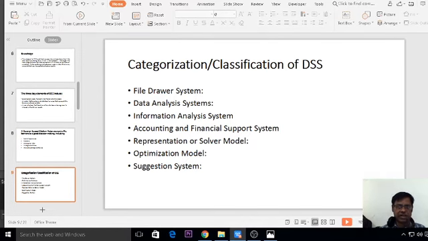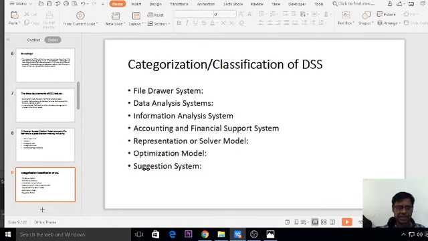Okay, and categorization, that is classification of DSS. Classification of DSS is nothing but the file driver system, data analysis system, information analysis system, accounting and financial support system, representation of solver model, optimizational model, suggestional model. The file driver system is where we are going to take a model. That model is nothing but a file, a particular application, particular software we are going to select, and that file we are going to use. That is the file driver system.